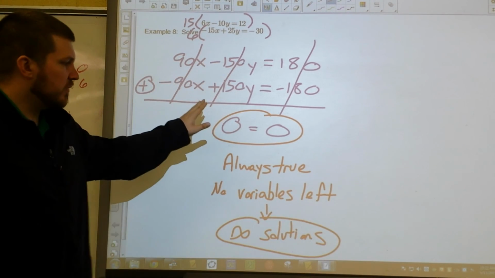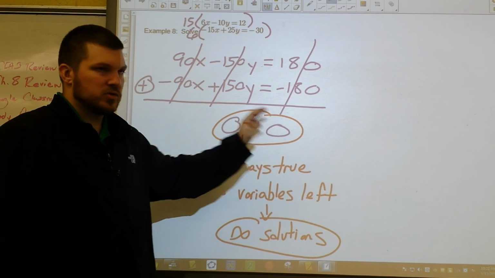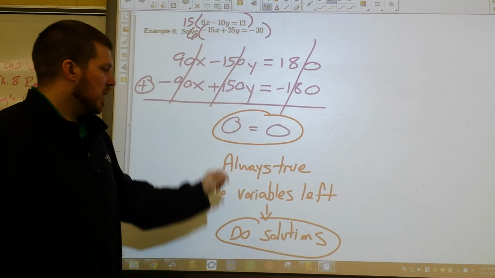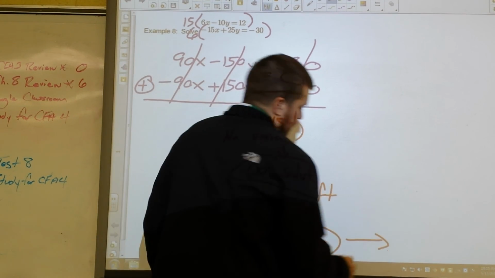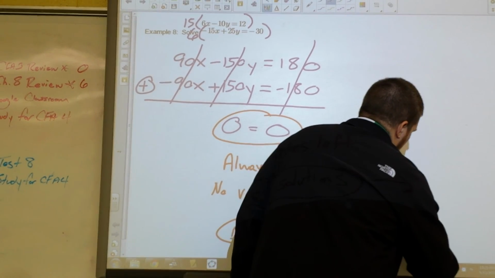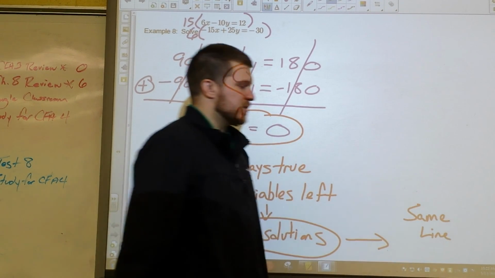So when you have something like 0 equals 0, 1 equals 1, 100 equals 100, something that's equal to itself, that means there's infinite solutions. And graphically, if we got y by itself and graph these, this will be the same line with infinite points of intersection.